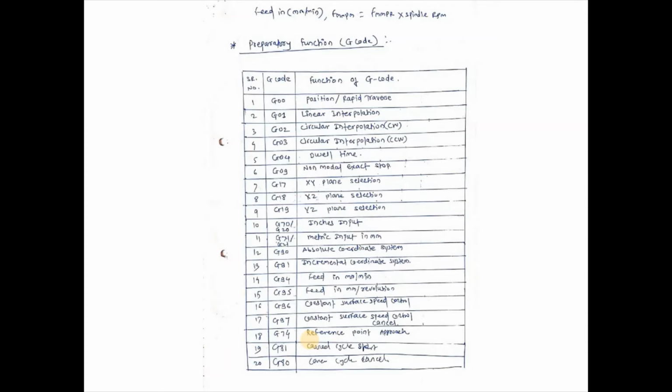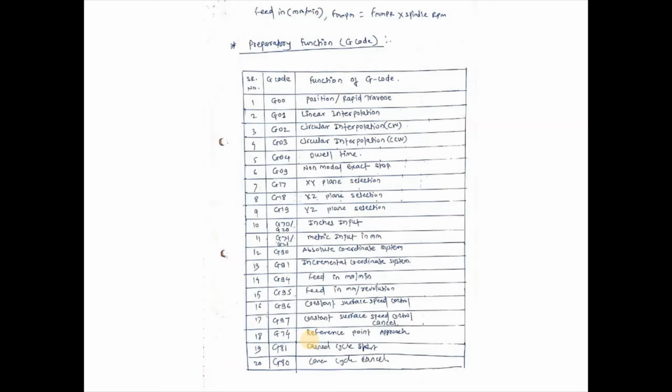If you want inches, then you have to choose G20. Okay, next, G90 and G91. In that, G90 is basically for the absolute coordinate system and G91 is the incremental coordinate system.